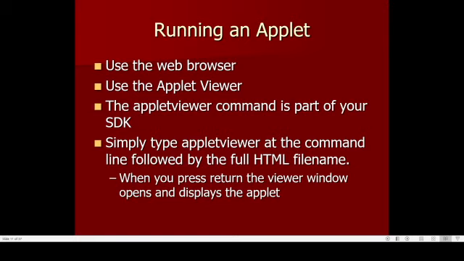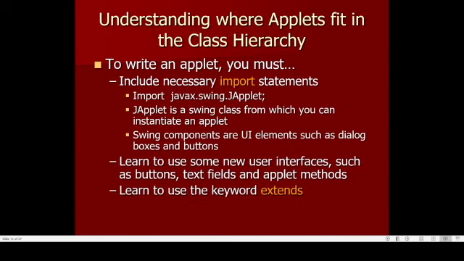Now what is the next step? The next step is to run an applet. To run an applet, we use the web browser or the applet viewer, and the applet viewer is a part of your SDK. Now simply type appletviewer at the command line followed by your HTML file name. Then press the return button. Then an applet viewer window will be displayed and the applet will be executed.